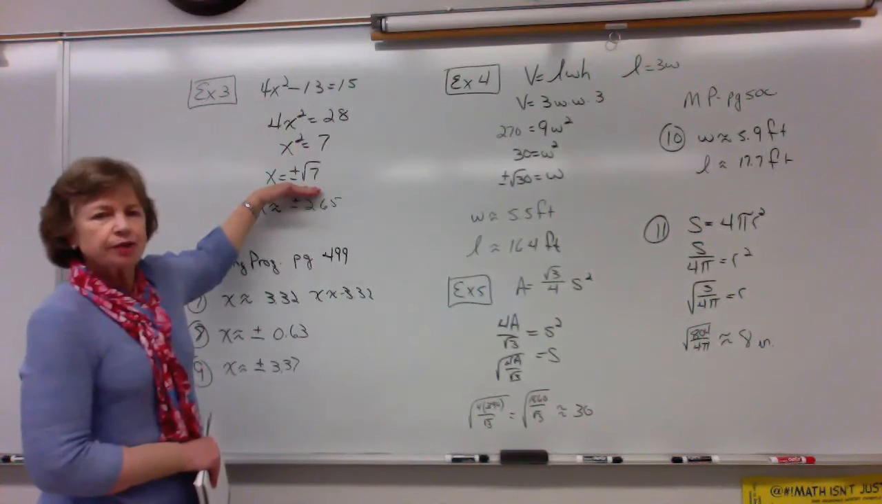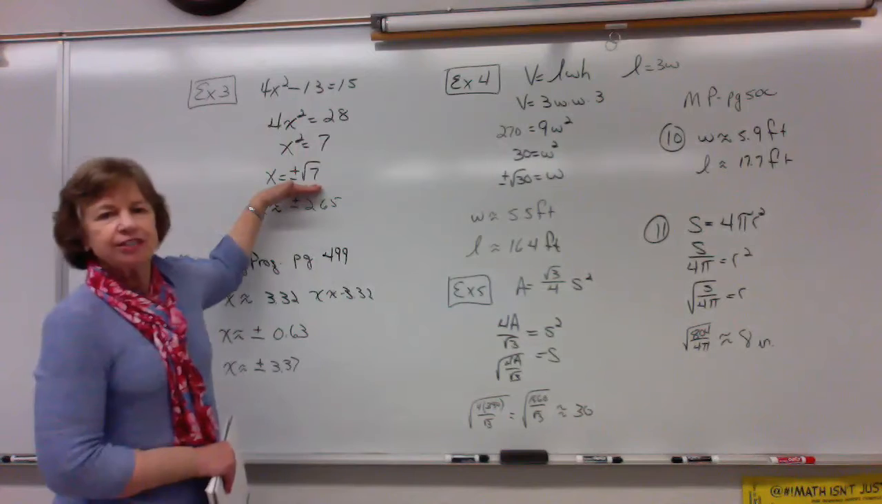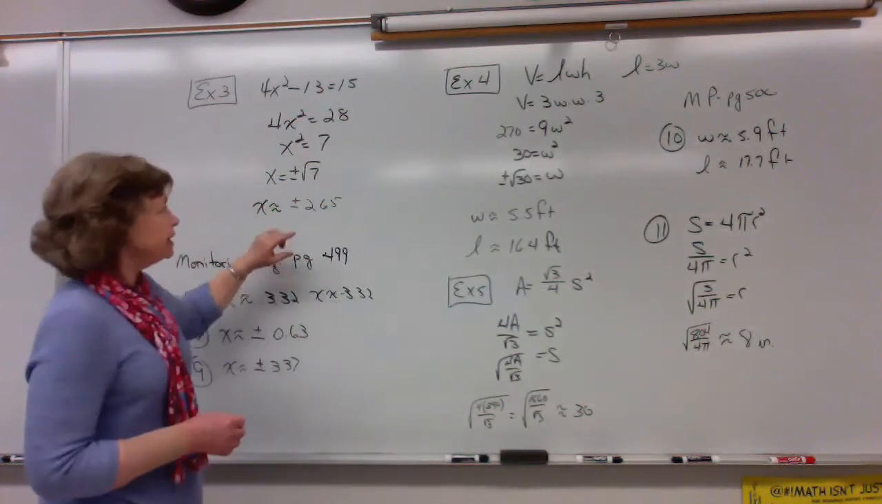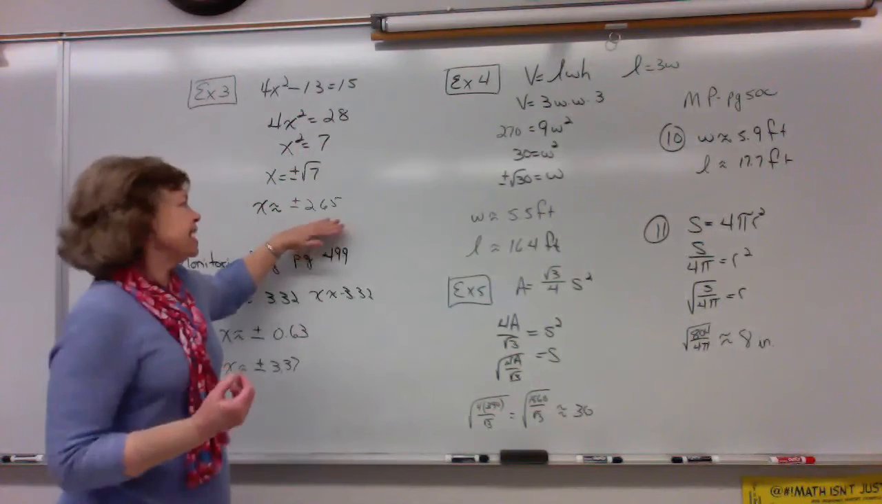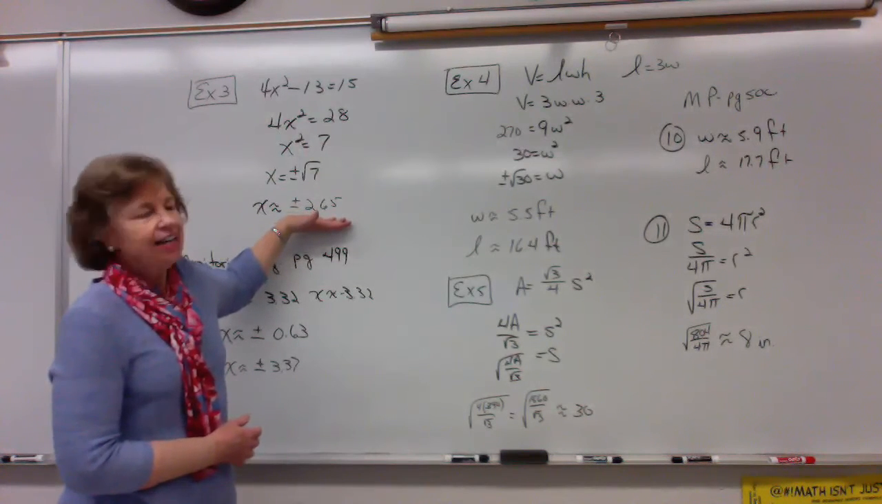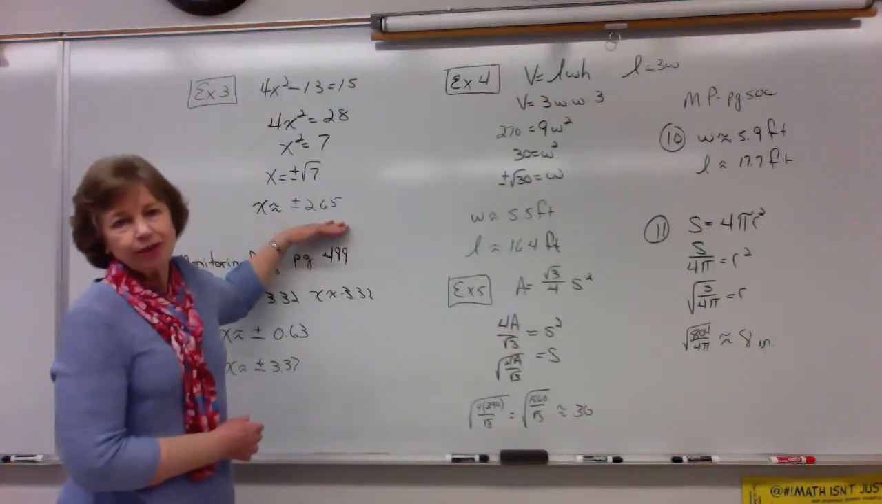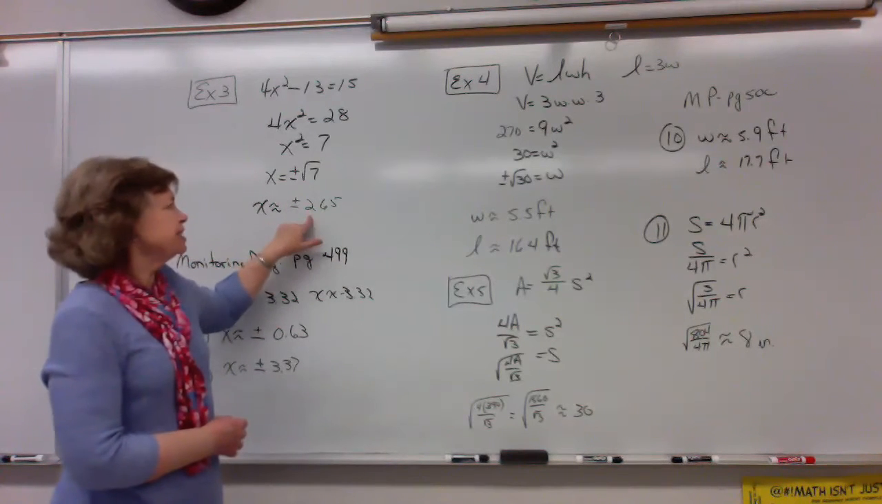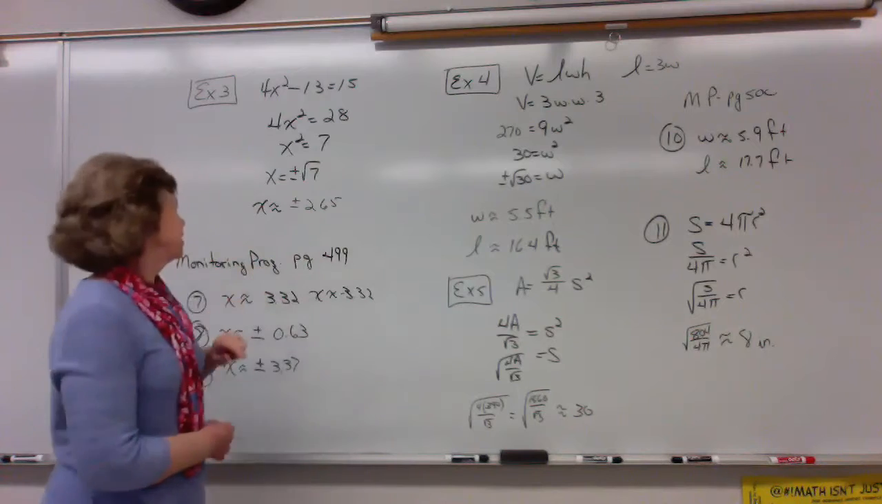Plus or minus the square root of 7. It doesn't have a perfect square. So in our calculator, we do the square root of 7, take the answer to the nearest hundredth, I guess they asked. Two decimal places is what we often do. And we find out that's approximately plus or minus 2.65.